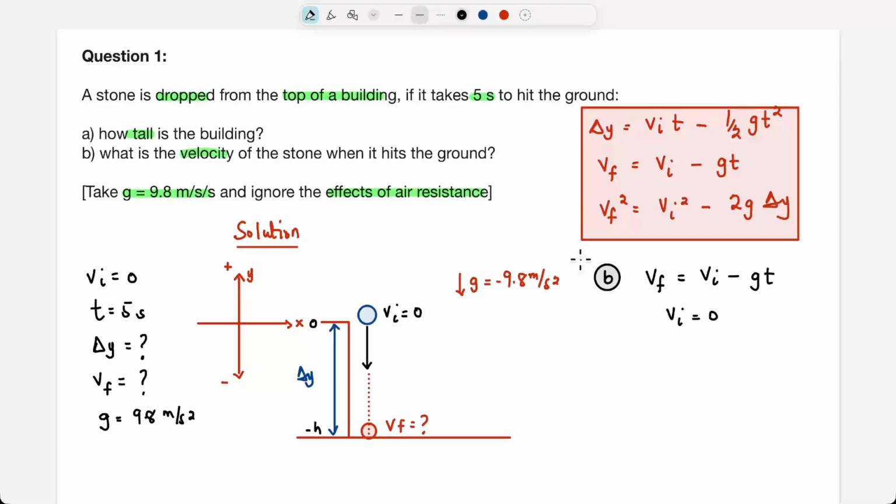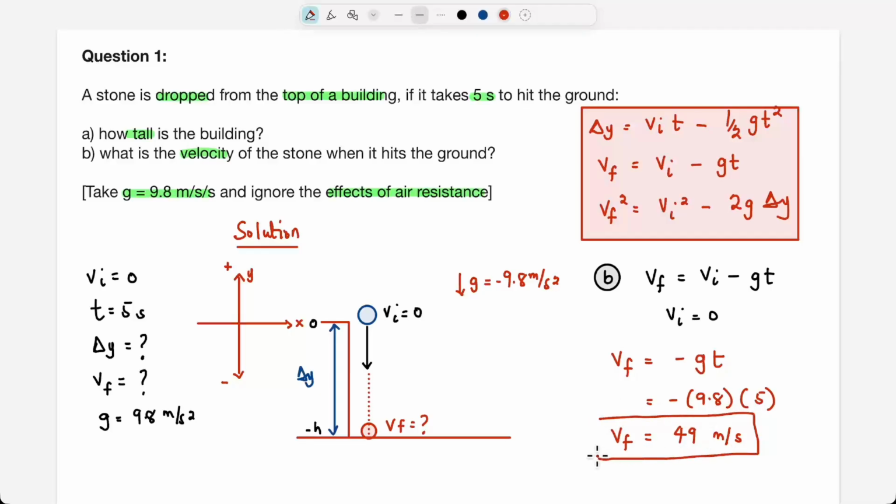So with that, we are left with V final is equal to minus g t. We just plug it in, minus 9.8 meters per second squared times time, which is 5. So minus 9.8 times 5 is going to give us minus 49 meters per second. So the V final, the final speed with which this stone is going to hit the ground, is going to be 49 meters per second downwards.